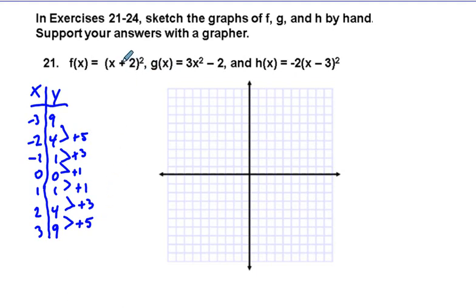So we have this first one, this x plus 2 squared, and if we take the parent function here, which I'm going to mark up like this, 1, 1, 2, 4, 3, 9, and symmetrically over here on the other side of the y-axis, we're going to have this sort of parabola here. I'm sketching through these points.